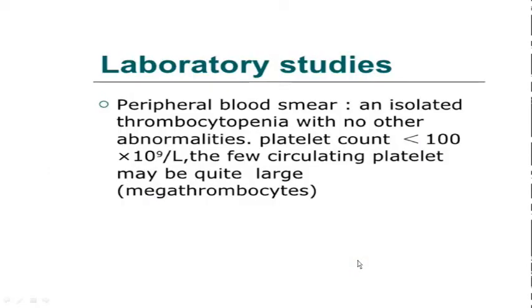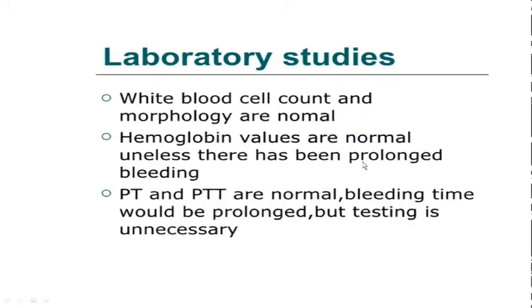And the best thing to study is a peripheral smear, where we'll have an isolated thrombocytopenia with no other abnormalities. Usually there might be megakaryocytes in the bone marrow, but otherwise the platelet will be a little larger, but there won't be any other abnormalities as far as shape and structure of the platelets are concerned. So that is one very important way of looking at this disease. WBC morphology will be almost normal.